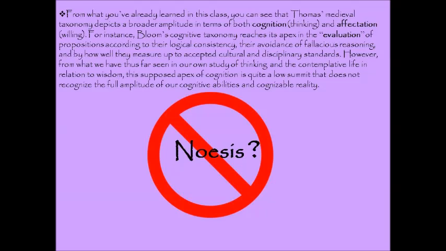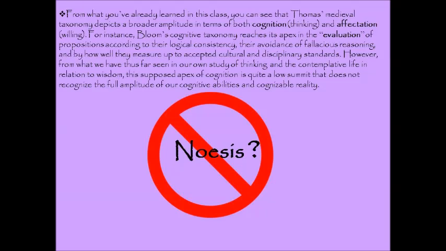So, from what you've already learned in this class, you can see that Thomas's medieval taxonomy depicts a broader amplitude in terms of both cognition, thinking, and affectation, or willing. For instance, Bloom's cognitive taxonomy reaches its apex in the evaluation of propositions according to their logical consistency, their avoidance of fallacious reasoning, and by how well they measure up to accepted cultural and disciplinary standards.